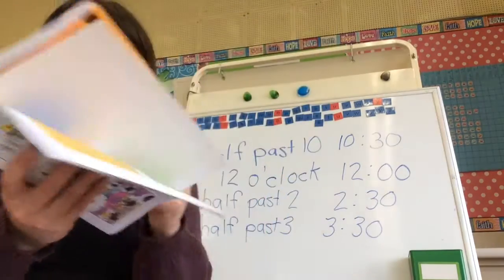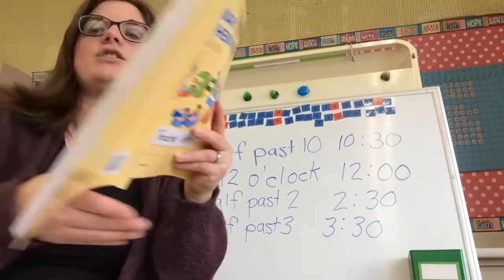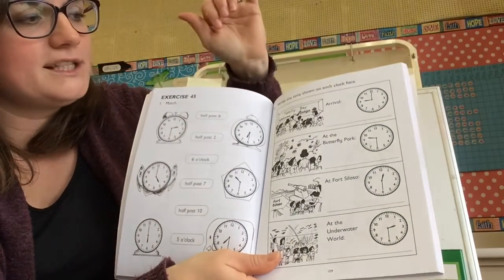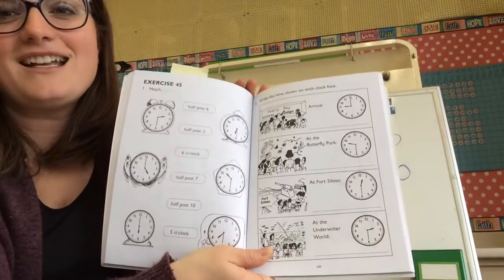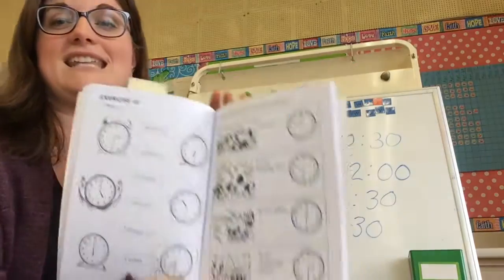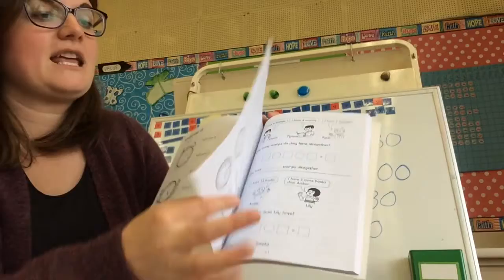Okay? So today your work, you're going to do o'clock and half past. You're going to do exercise 45. And again, you're going to match the clocks up with the words. And then over here, you're going to write the times that you see on the clock. And you can do 10:30, or you can write it in the digits. And maybe you can do a combination of both of them for that exercise.